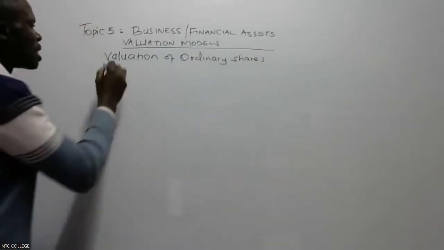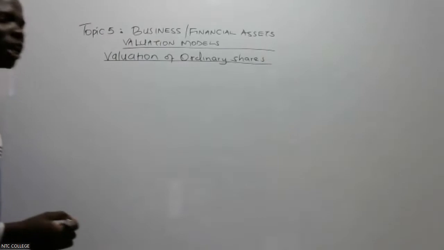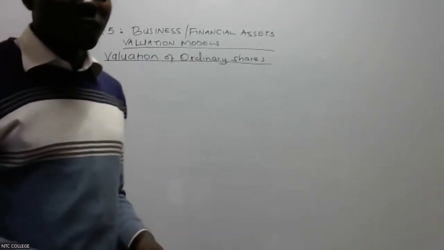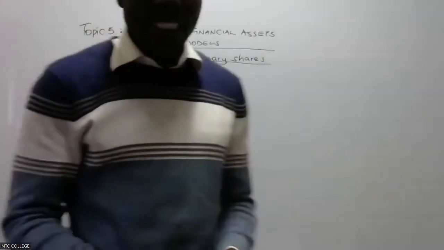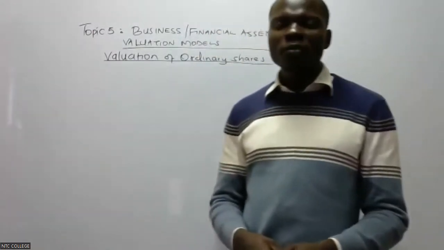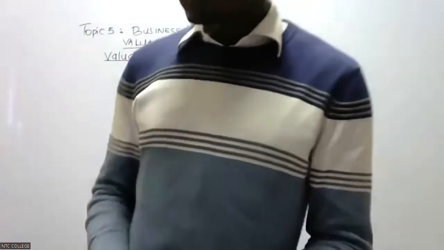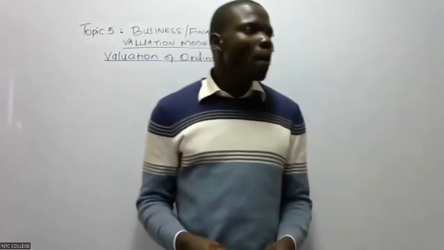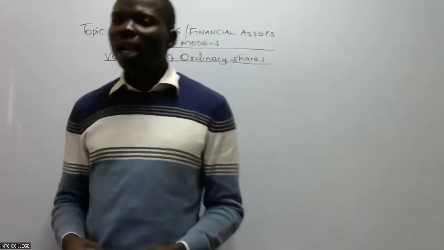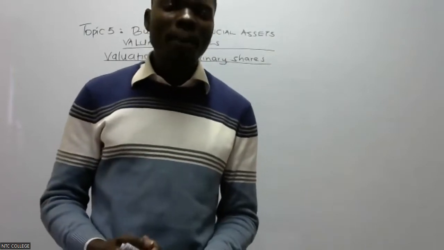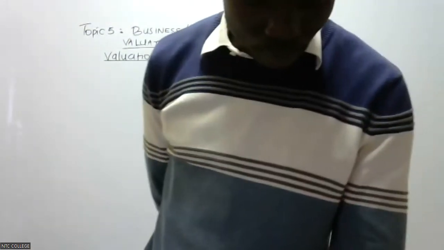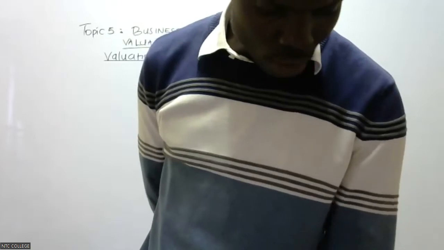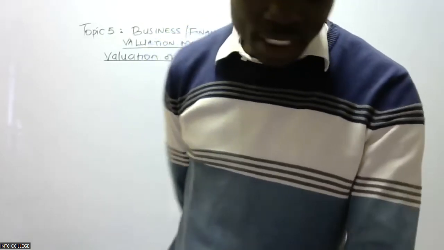Under valuation of ordinary shares, we had looked at different types of valuation. We had talked about the net asset method and the super profit method. We also looked at the cash flow model, and under the cash flow model, we talked of the price earning ratio. And we also have the earnings valuation method.